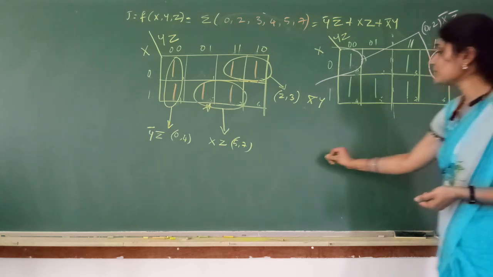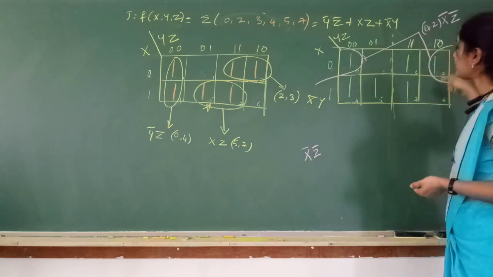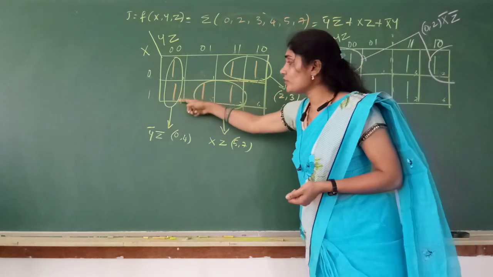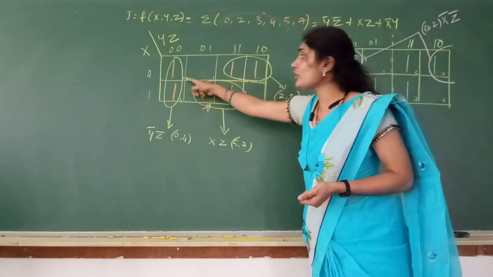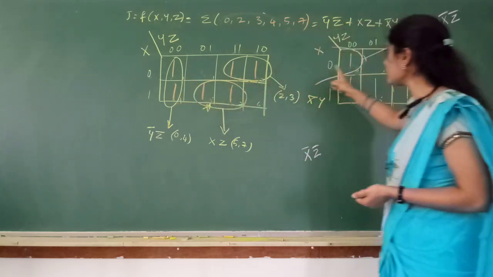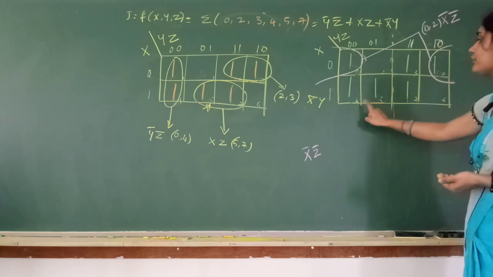So what is the first term that I have got? X bar z bar. This I have got by grouping 0 and 2. Instead of grouping 0 with 4, I know that 0 is also adjacent to 2. So instead of going with 0 and 4, I have grouped 0 and 2. Okay. Now, how do I cover 4?